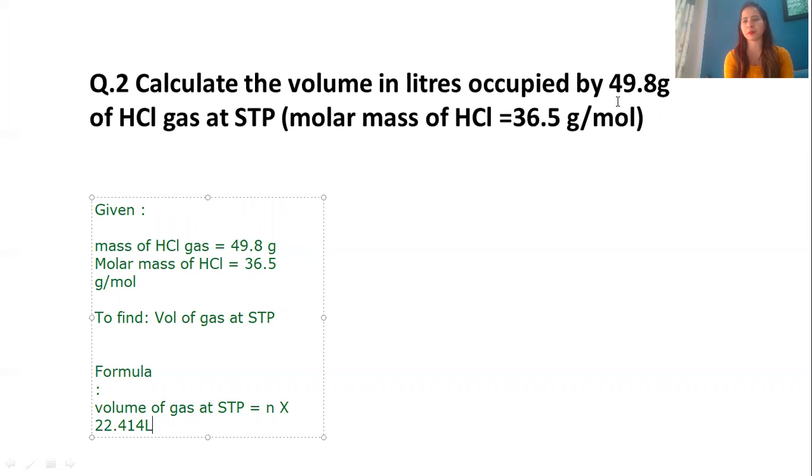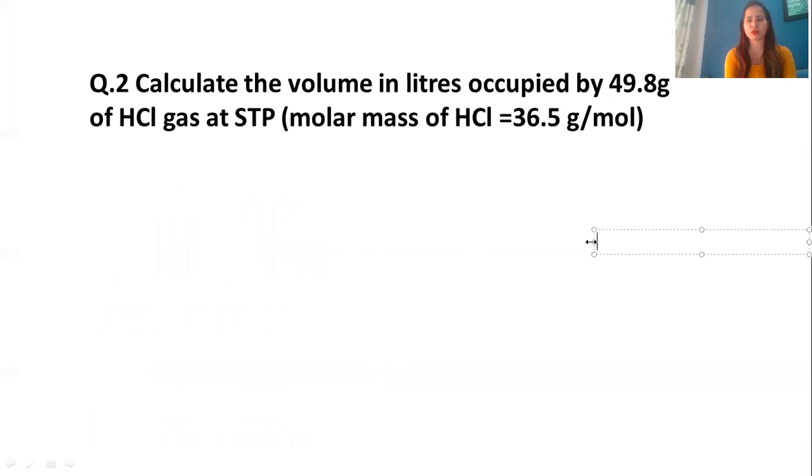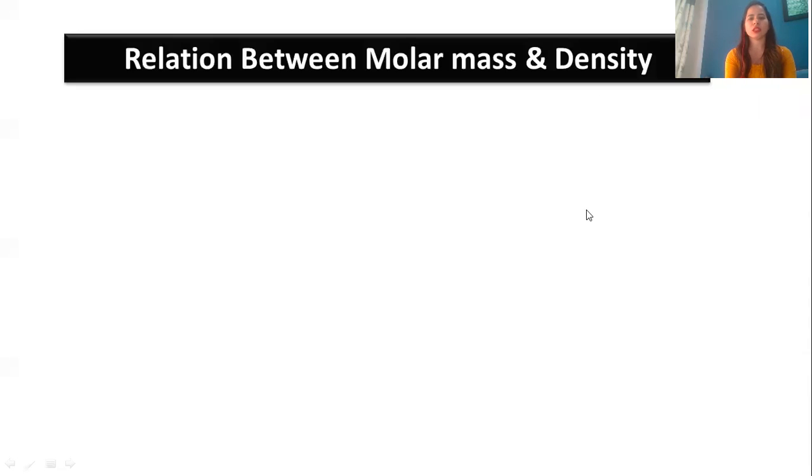That will be 49.8 divided by 36.5. And that will multiply by 22.414. So when you solve this, you'll get the answer for your Avogadro's law question. So this is a question that you need to solve on your own. As we can see, we have completed two laws, Avogadro's law, and the previous one was Gay-Lussac's law. So till now we have studied four laws.